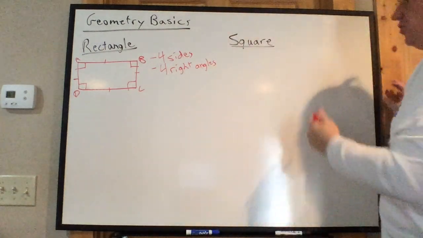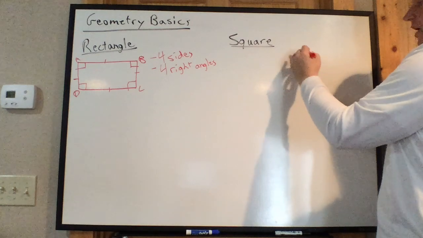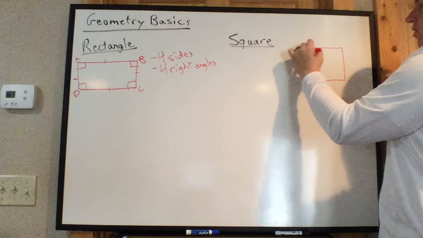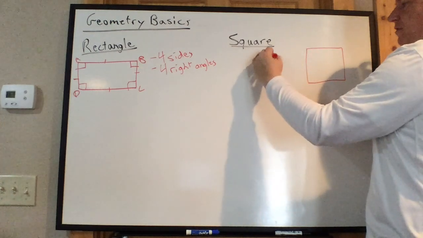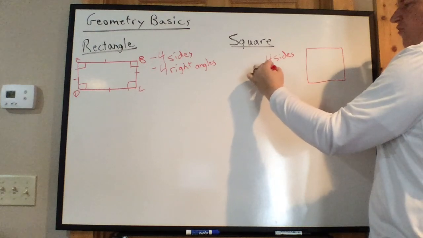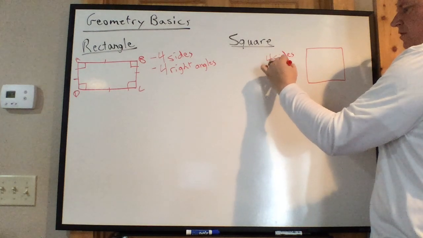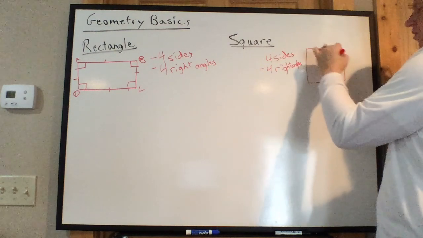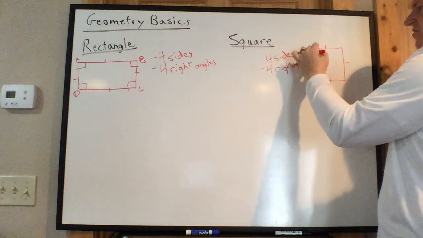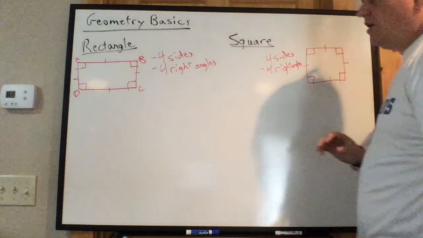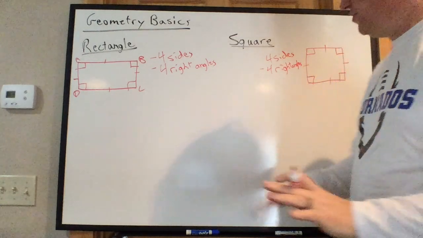If we talk about a square, over here with a square, we have four sides, and we have four right angles. 1, 2, 3, four sides, four right angles. So that's where we talk about our similarities. And we've got a couple more similarities as well.